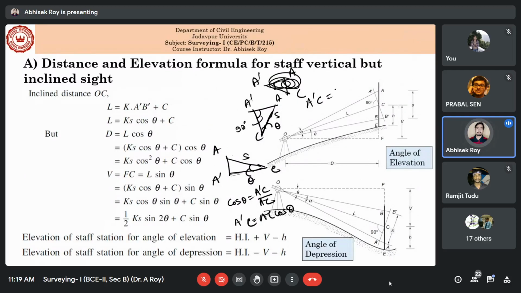So if you see in this diagram, L is the distance, and this L distance we can write as the multiplicative constant K into A dash B dash. That means K into this reading plus C. That is our original formula, D equals Ks plus C, right? That formula we are assuming. But here, instead of D, you have to write L.